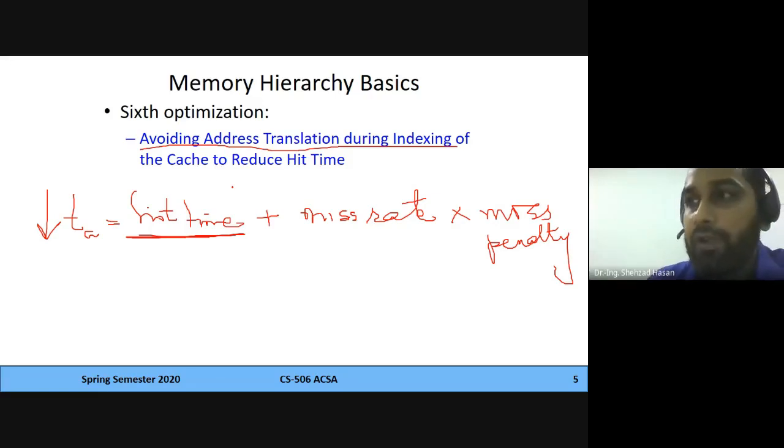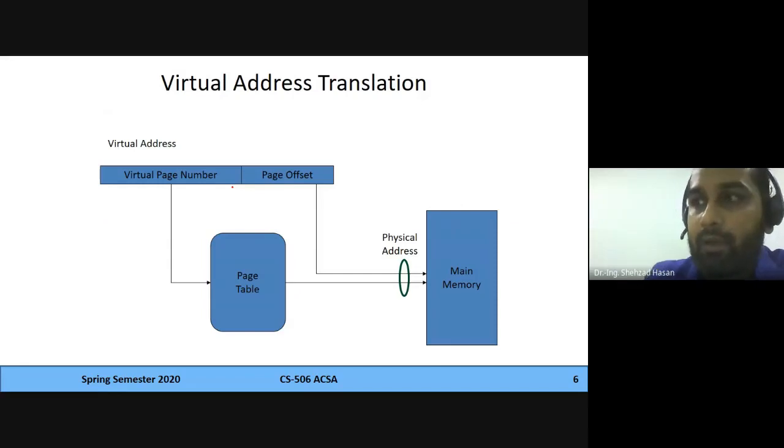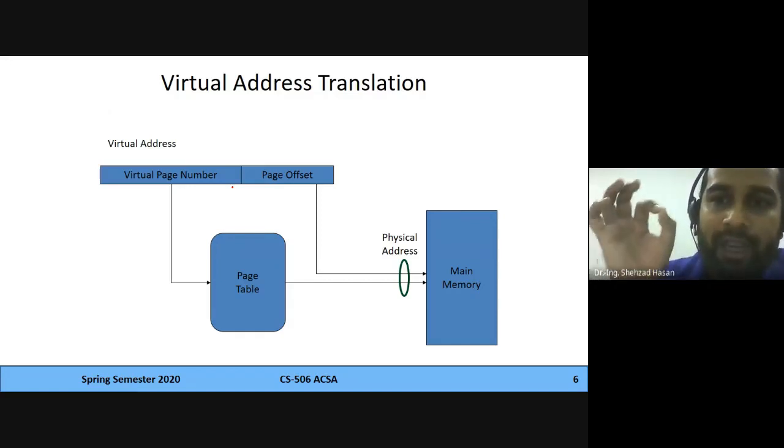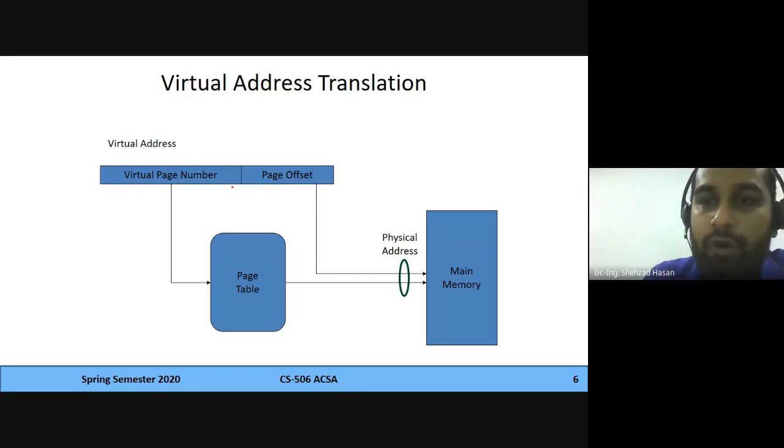So before we go into the sixth optimization, let me tell you more about what's happening here. For all the program references, every time we write a load instruction, the address is no more a physical address these days. It's always a virtual address. So what's a virtual address?